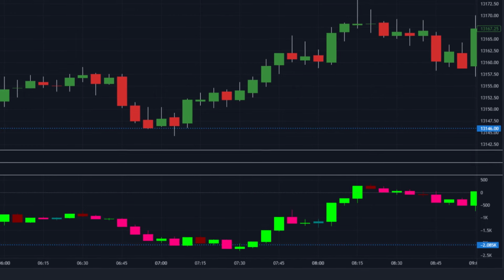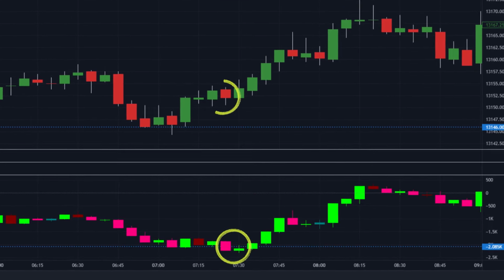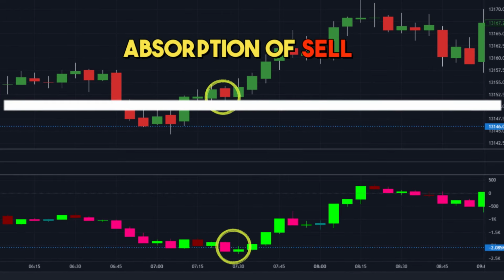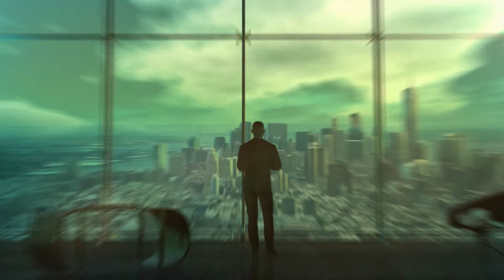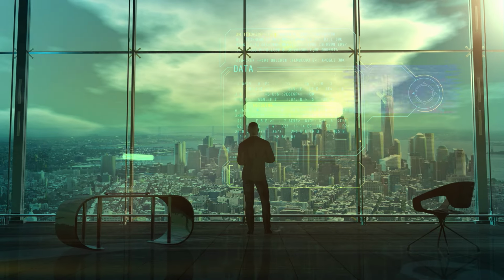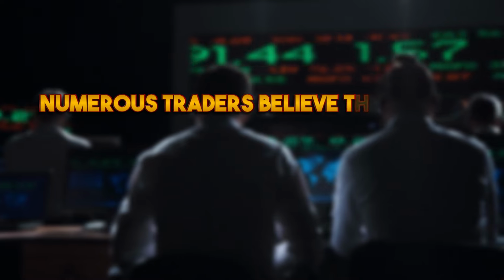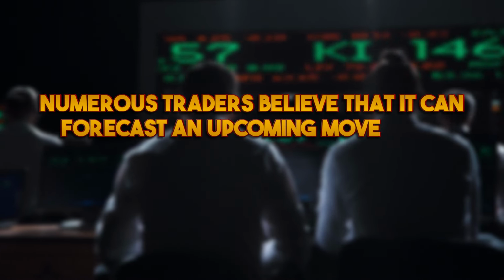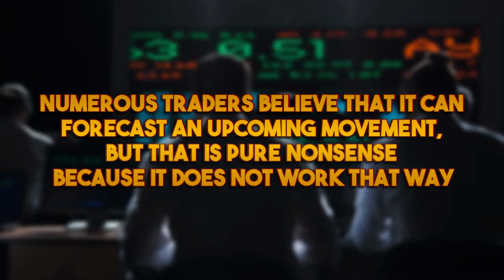Another crucial pattern is when the cumulative delta makes a new high or low, but the price does not, which implies that there is an absorption of the sell or buy market orders at the bid or the offer. Unfortunately, this is one of the most misunderstood and misinterpreted patterns, with a lot of misinformation circulating about it. Numerous traders believe that it can forecast an upcoming movement, but that is pure nonsense, because it does not work that way. This is all wrong.